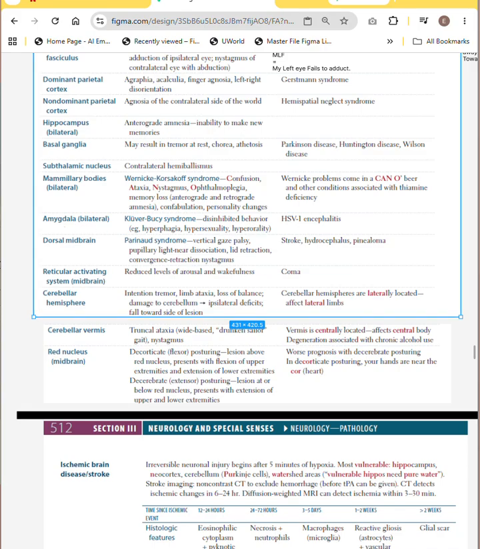Now we have the dorsal midbrain. The dorsal midbrain basically produces the Parinaud syndrome, and this is usually due to pinealoma or hydrocephalus or stroke, right? Now, the classic findings of Parinaud syndrome is when you cannot look upward, there's a vertical gaze palsy, and there is light-near dissociation, lid retraction, and convergence-retraction nystagmus. In an exam, you would see this teenager who has a pineal tumor, he cannot look up, and you think about Parinaud, right? That's your Parinaud syndrome.